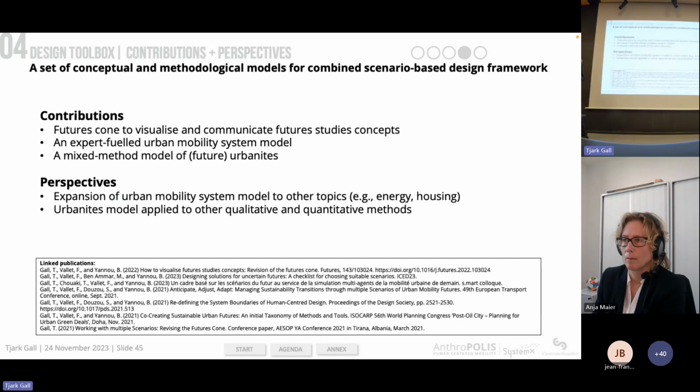What we tried to do in this part more or less was look at the framing of futures. So the future cone as a way to visualize and communicate future studies concepts, having an urban mobility system model which is sufficiently actionable in order to integrate it in design processes, and having a combination of models to represent people, notably personas and synthetic populations. And some potential perspective for future work I will talk about further later, but it would be extending it to other urban systems, for example, or using the urbanite model, which we started with two of the methods, persona and synthetic populations, and other methods.